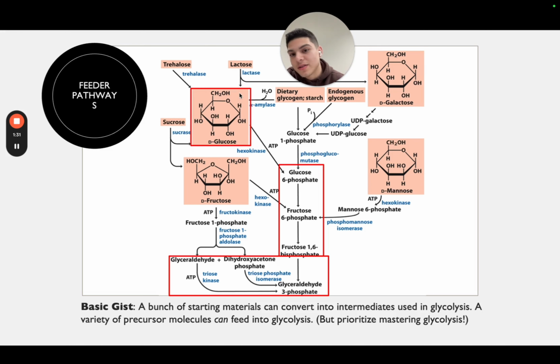The one that you need to know is glucose, obviously, but this is just pointing out that galactose goes through its own pathway to form glucose 6-phosphate. Mannose gets converted into fructose 6-phosphate. Fructose gets converted into glyceraldehyde and dihydroxyacetone phosphate to form our G3P. So all these molecules will enter the glycolysis path. You can think of glycolysis as the pillar, and the other pathways are branches that lead into it, right? That's the basic gist.